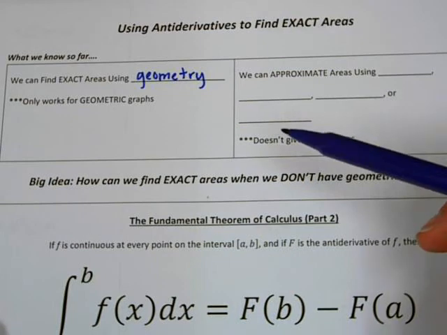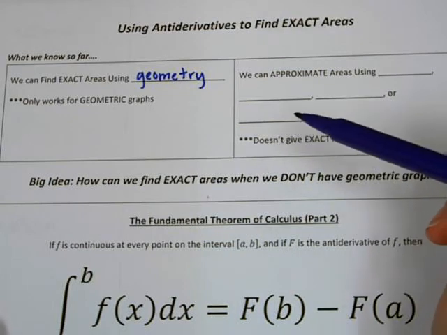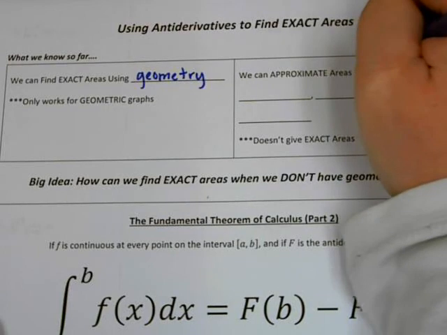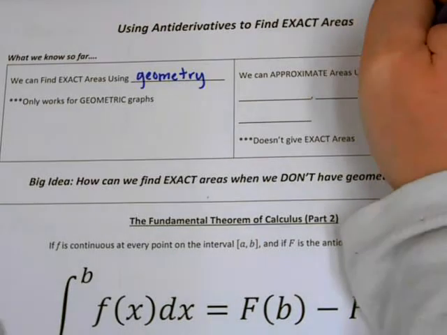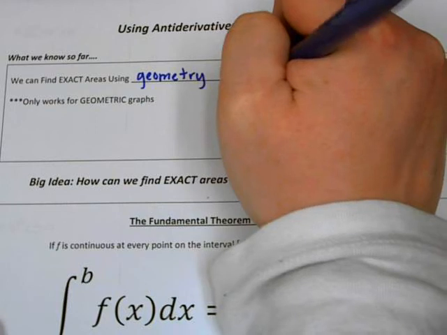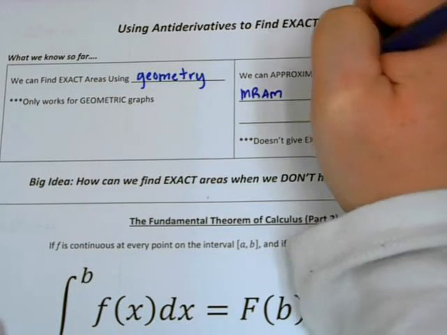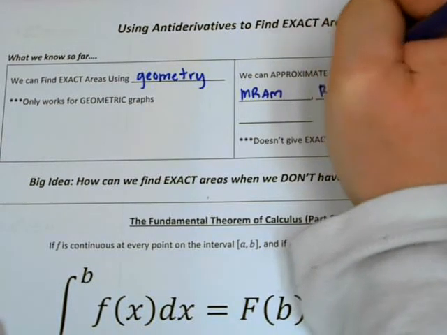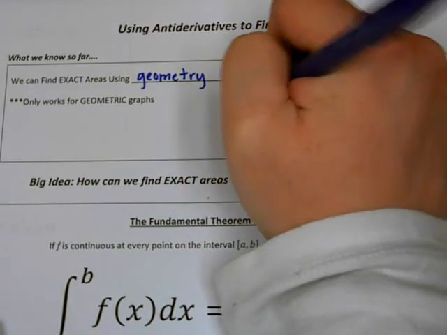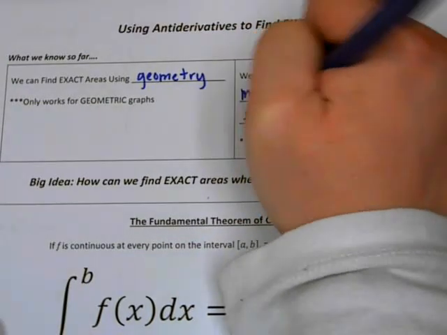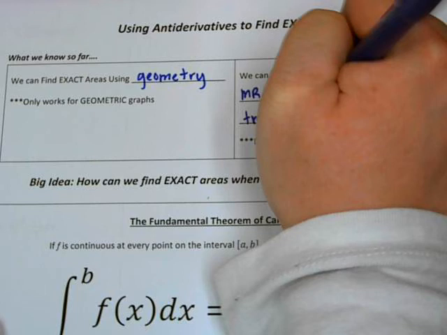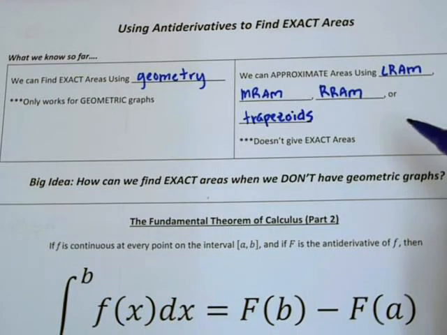So then we said, okay, well, we can approximate areas that aren't nice geometry ones using our approximations. So LRAM, MRAM, RRAM. So using rectangles or trapezoids. And we said that, okay, that'll at least give us approximations.